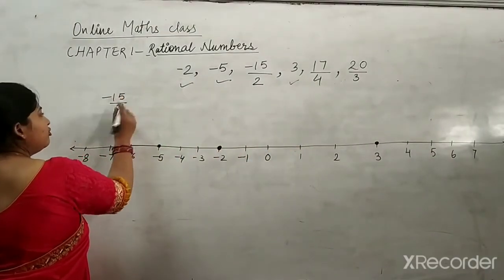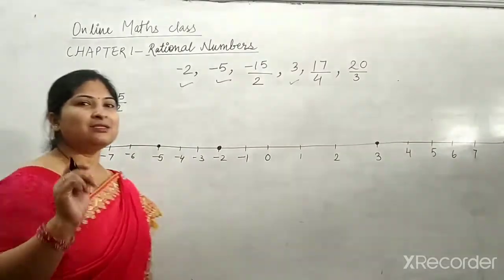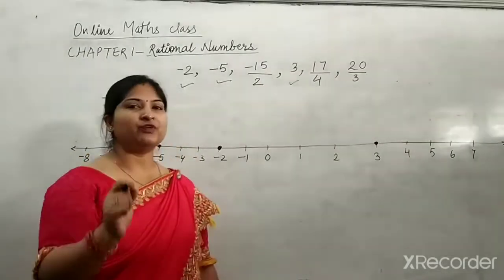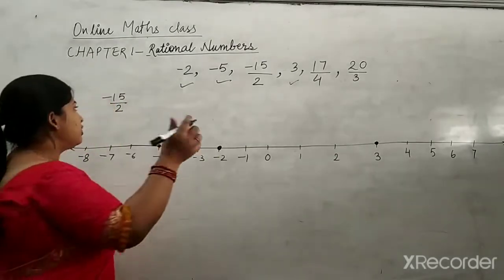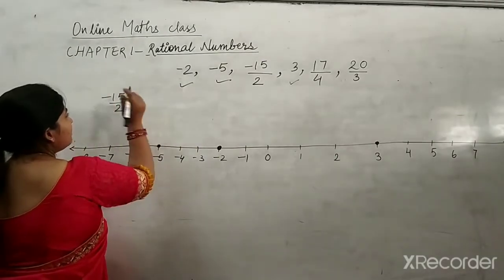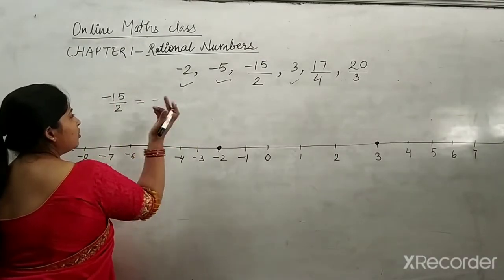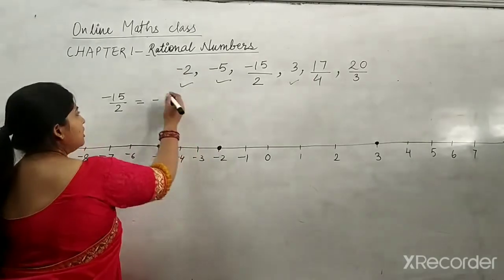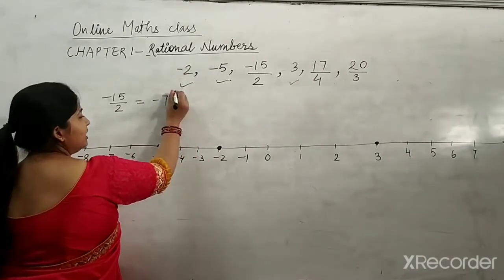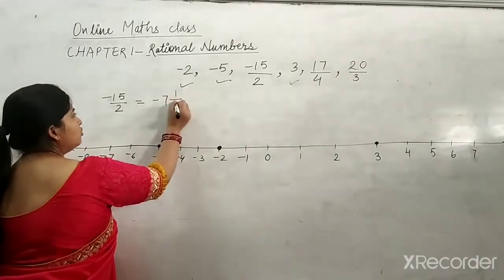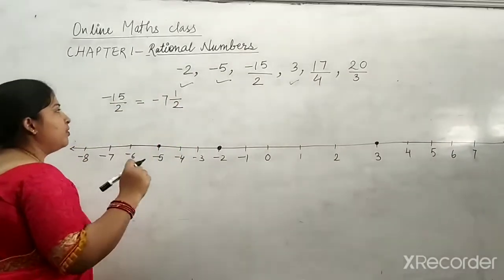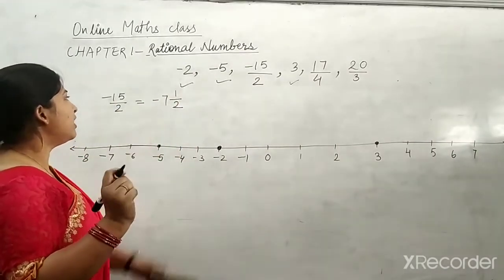First I will do -15 upon 2. But this is an improper fraction, so first convert it into a mixed fraction. In 2's table, 17 or less than that: 2 sevens are 14. The remainder is 1 upon 2. So -15 upon 2 is 7 whole 1 upon 2.